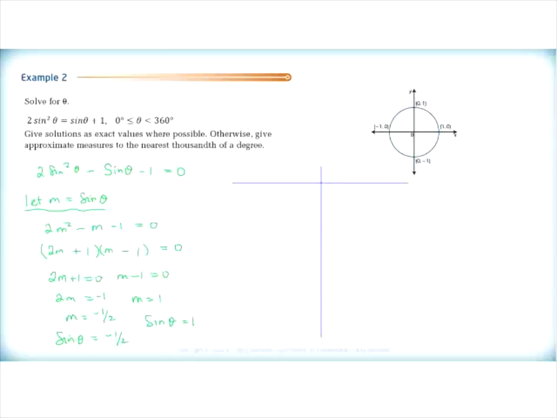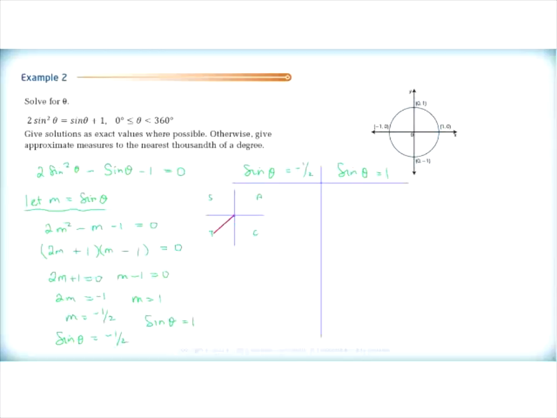Let's solve sine theta equals negative 1/2, and let's solve sine theta equals 1. I do need to do both of them, because I have two solutions. Sine theta equals negative 1/2. Sine is negative. Got to consider where sine is negative, using the CAST rule. Sine is negative in, draw your terminal arms here, these two quadrants.